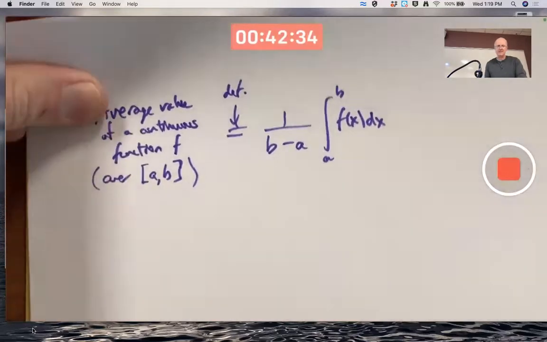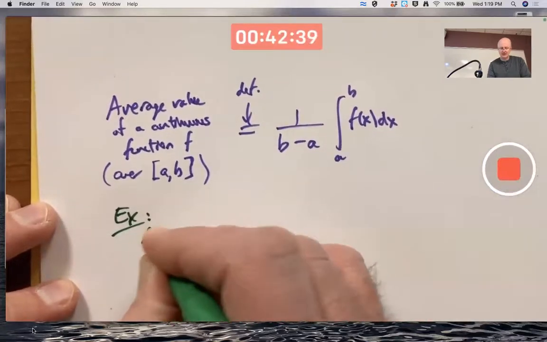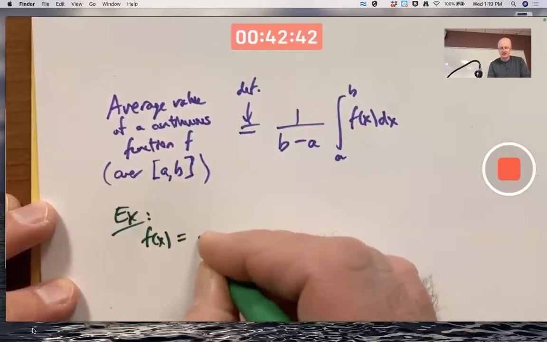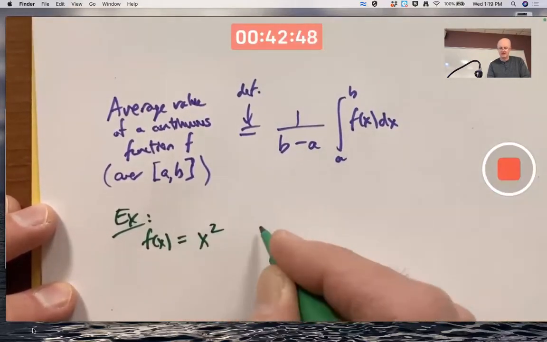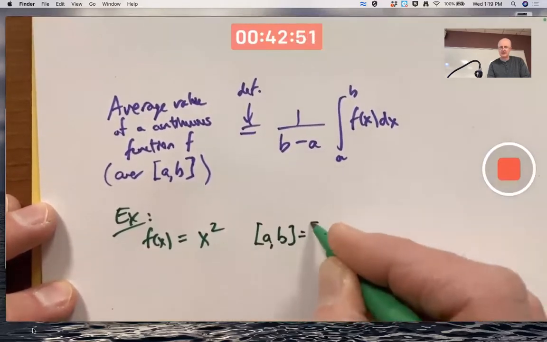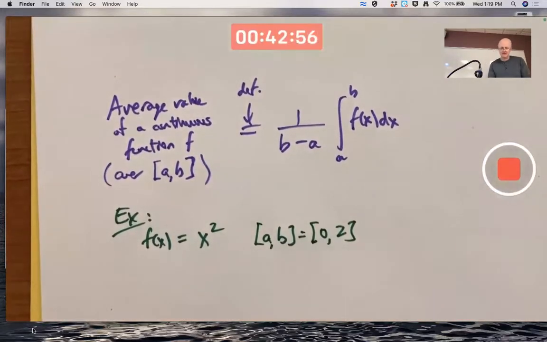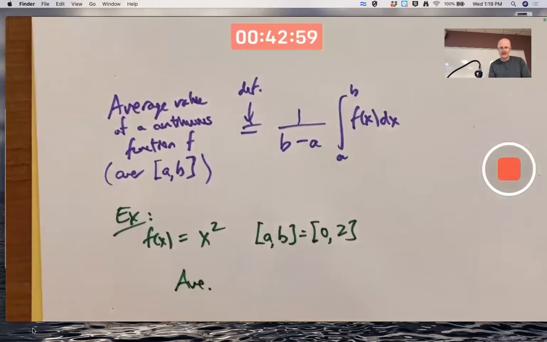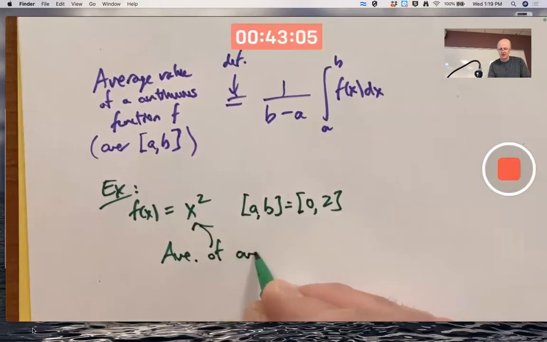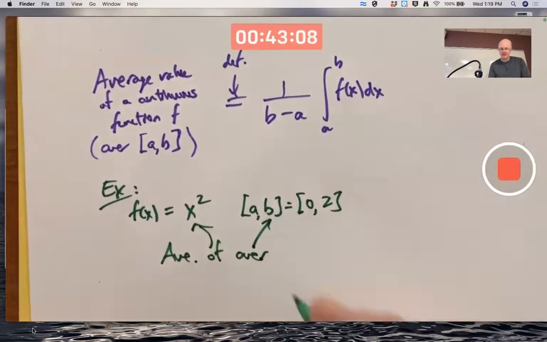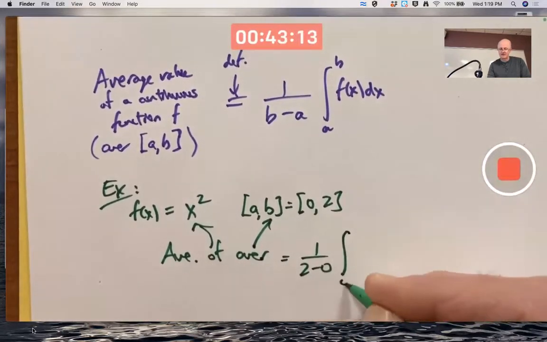Let's think about an example. Let's say f of x equals x squared, and the interval from A to B, let's keep it simple, is the interval from 0 to 2. What's the average value? I'll abbreviate average as AVE of this function over that interval. It's 1 over 2 minus 0, B minus A, times the integral of f from 0 to 2.